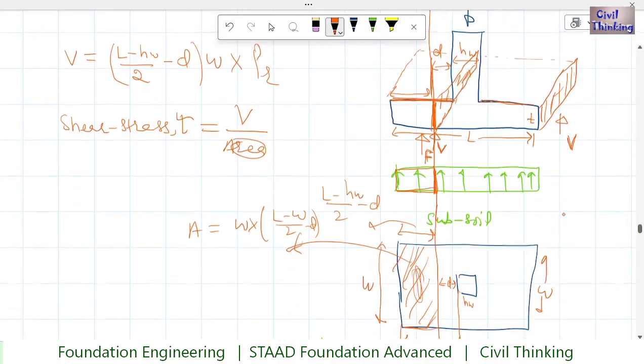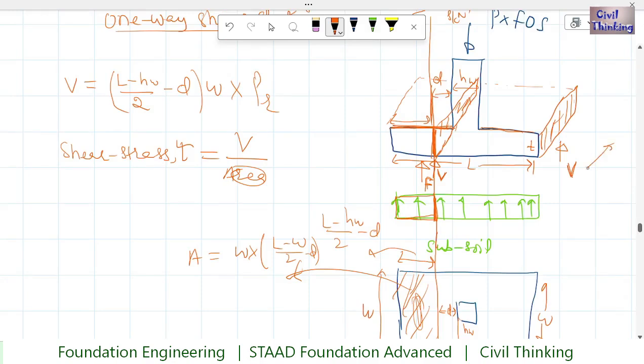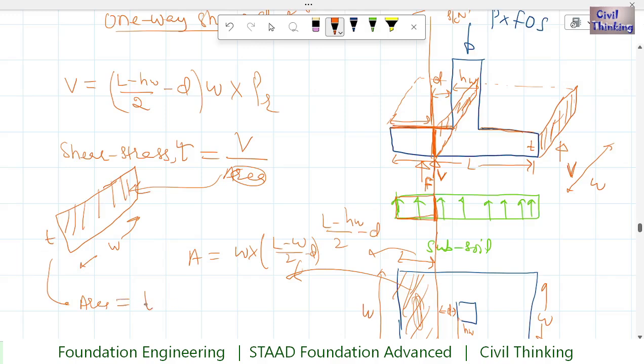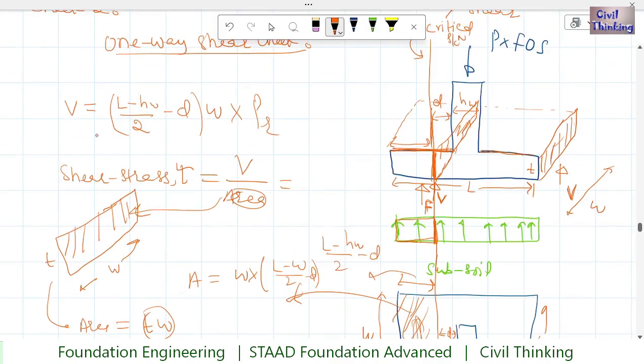So this is width W, and T is the thickness. Now what is the area? This is going to be the area, right? So the area is T times W. So I can write the shear stress as all of this divided by the area, T W. So this is the shear stress.